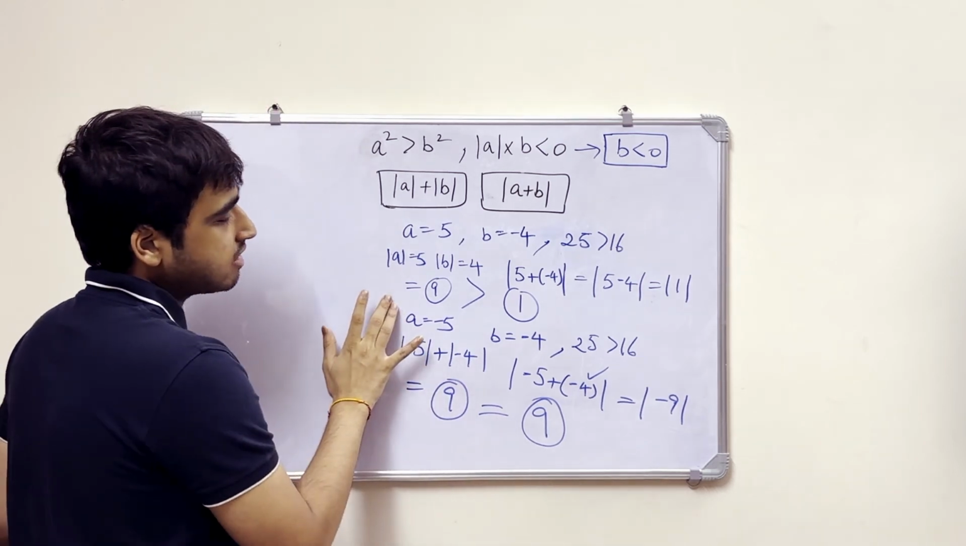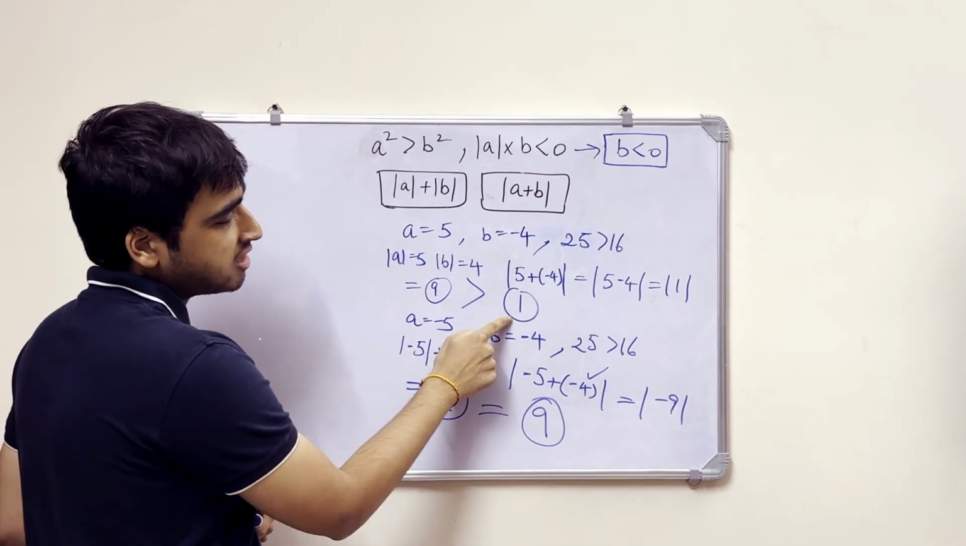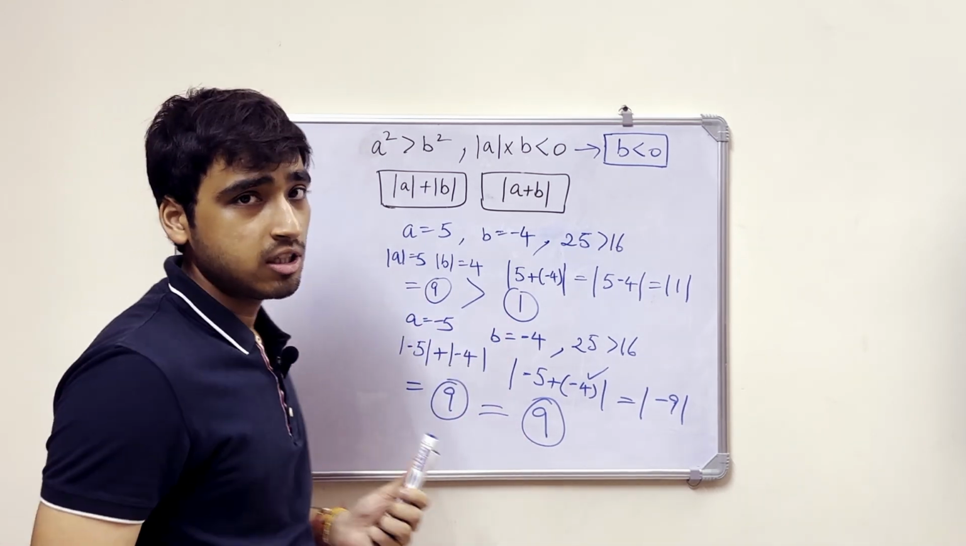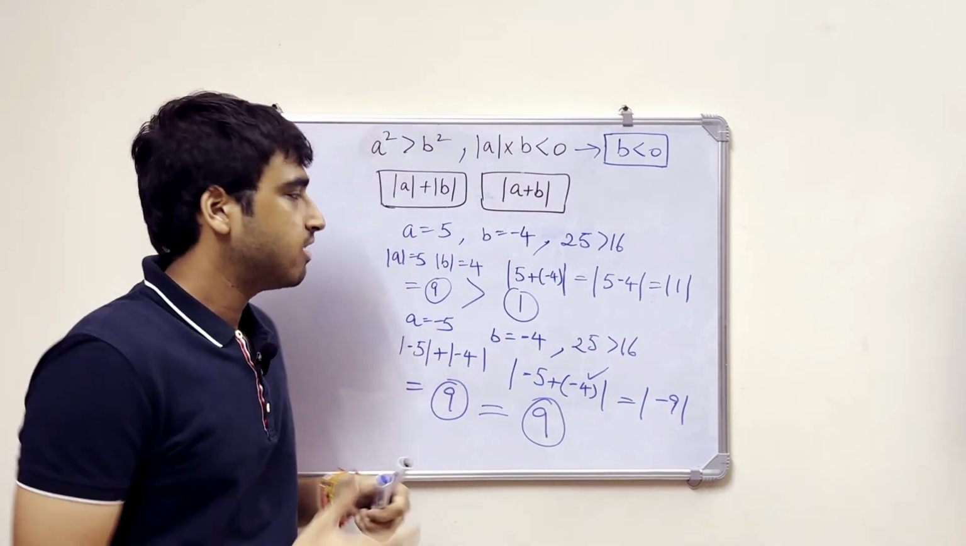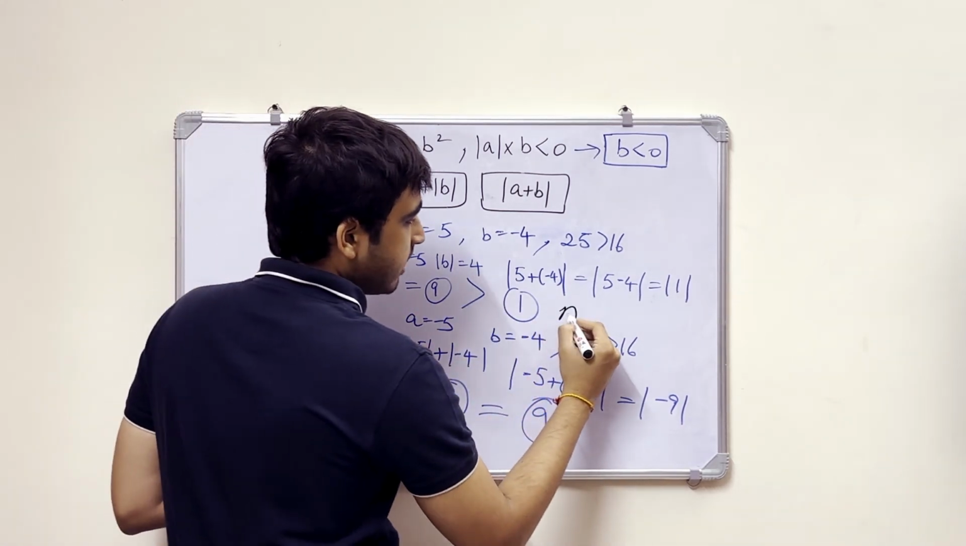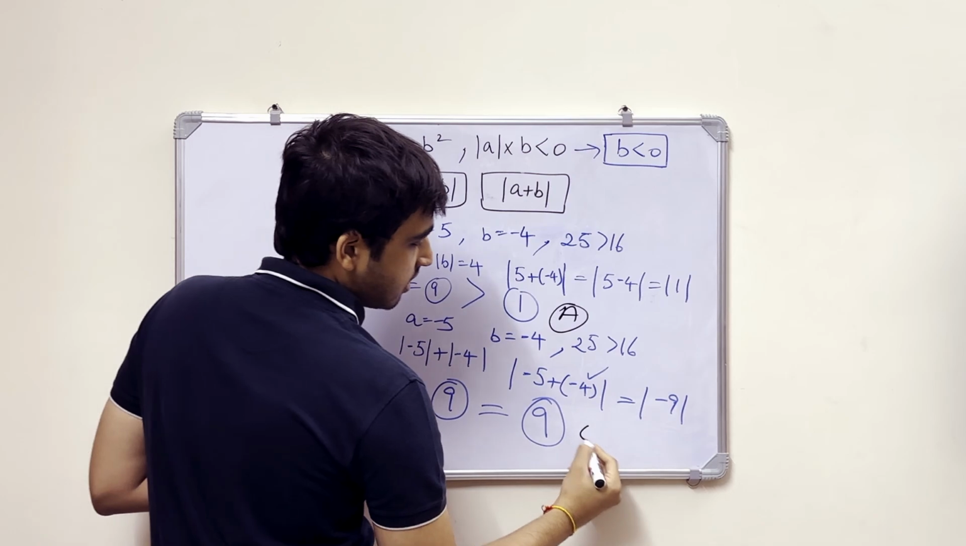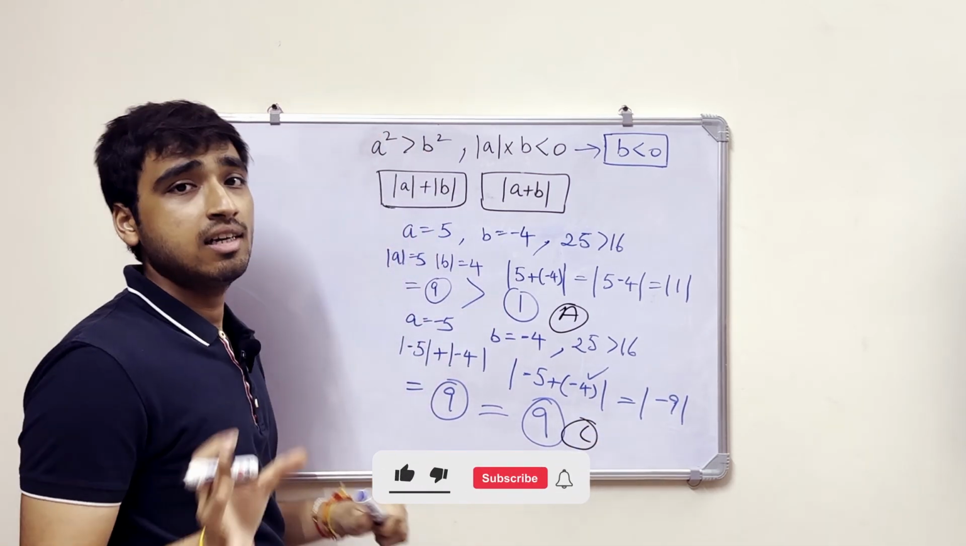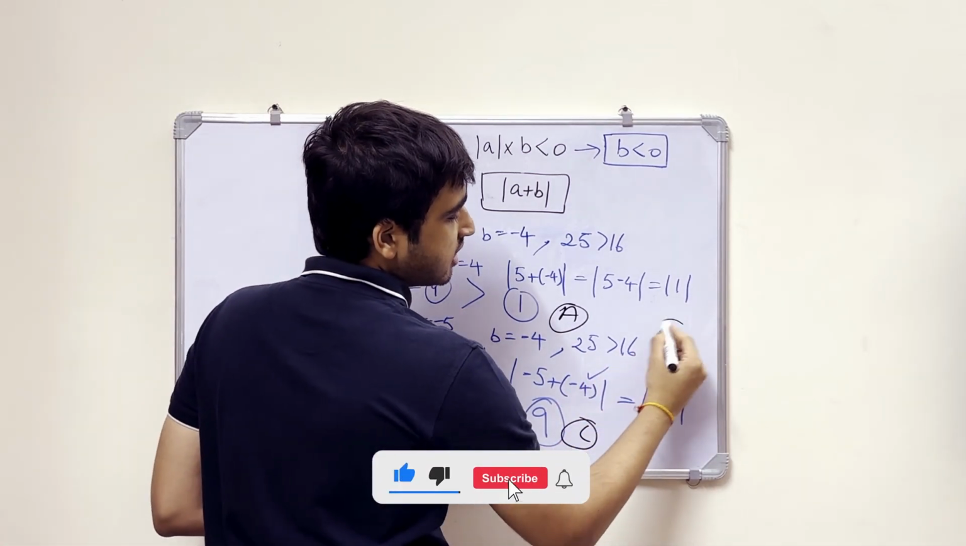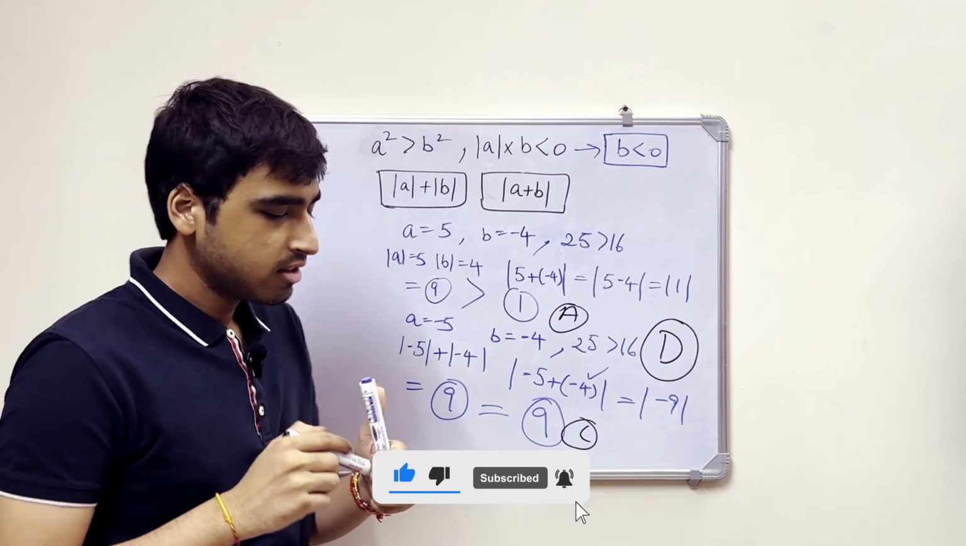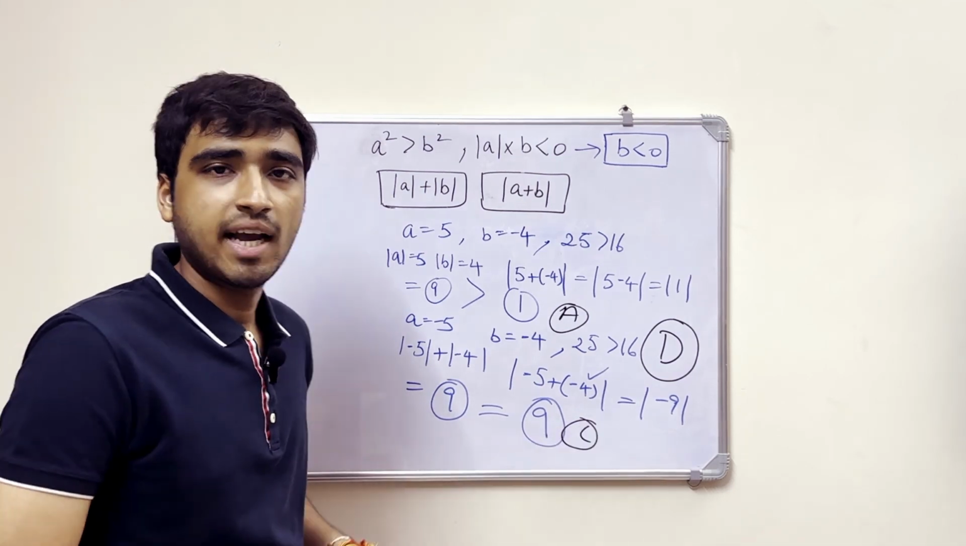So in one case, we had this one greater and this smaller. In the other case, we had both equal. So we cannot say anything, because in this case the answer is A, and in this case the answer is C. So finally, the answer will be D, because it's sometimes equal, it's sometimes greater. So your final answer will be D. I hope this is clear.